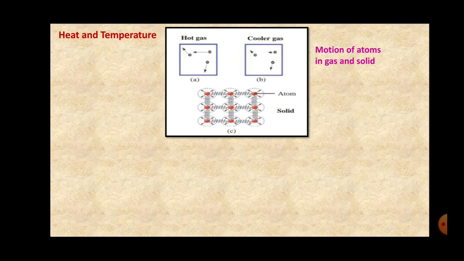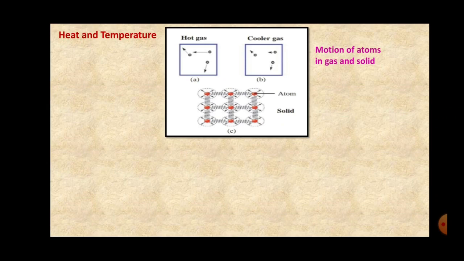That means the kinetic energy depends upon the heat which is present in the atoms or in that substance, and the temperature is related to the average kinetic energy of atoms. Now let's try to understand with the diagrams which are given on the screen. Now figure A and B show the velocities of atoms in a gas at high temperature and low temperature.